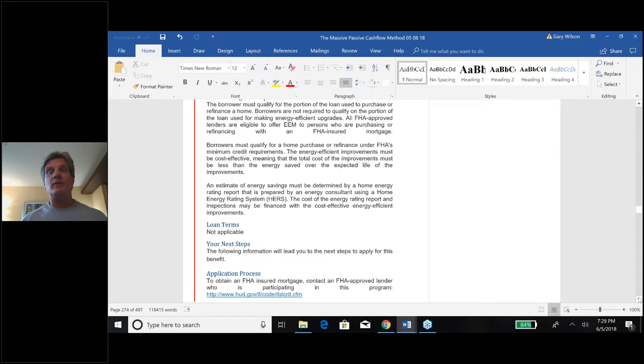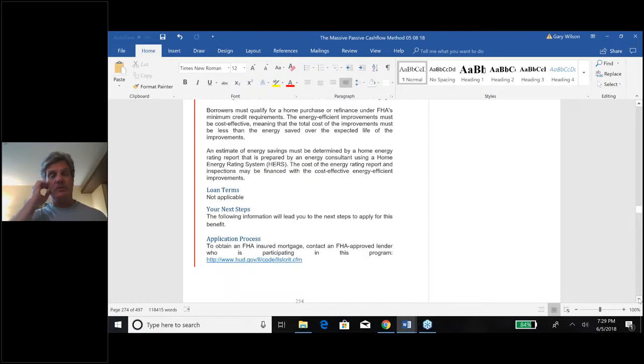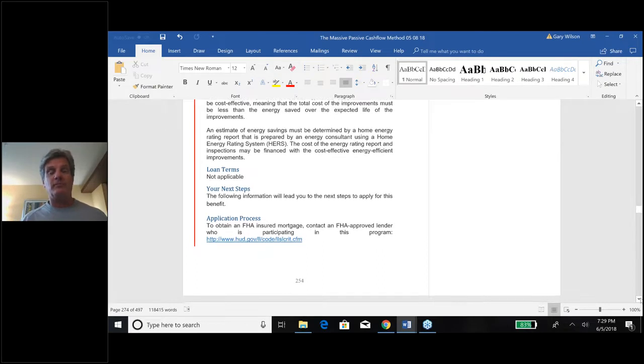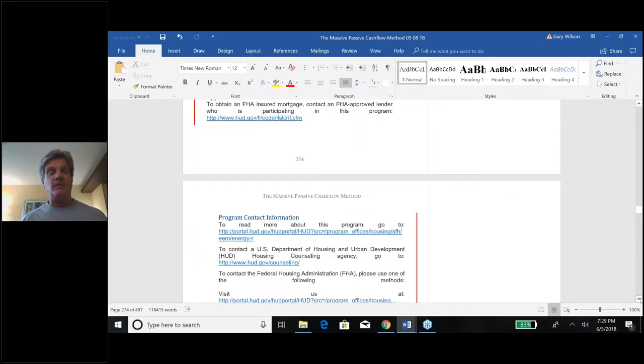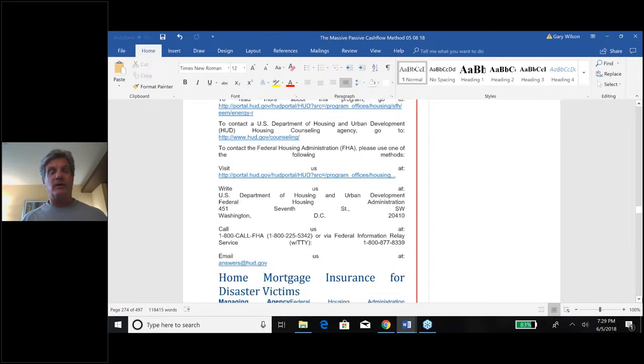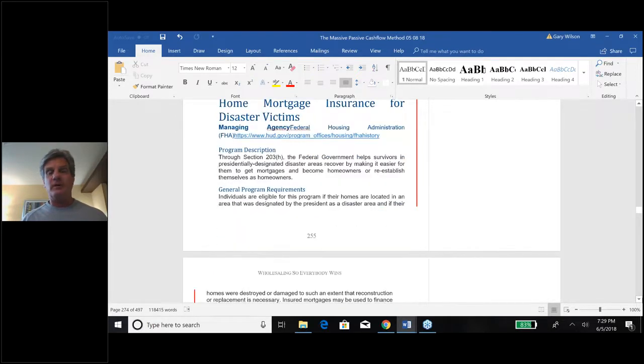Grants, a lot of times you don't have to pay them back. Grants are literally where the government's granting you money to do something. And believe it or not, there's a lot of grant programs out there that you may be eligible for, you or your clients, all right? In any case, same thing: contact information, application process. How about loans for disaster victims?